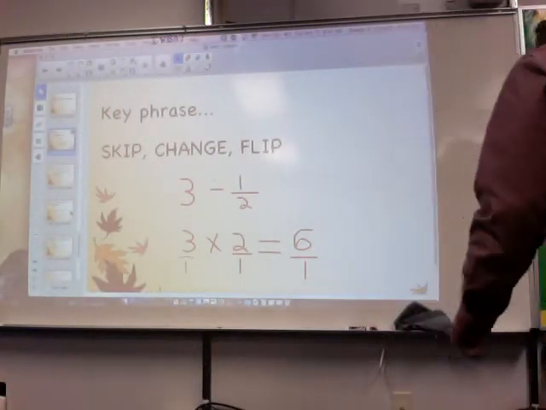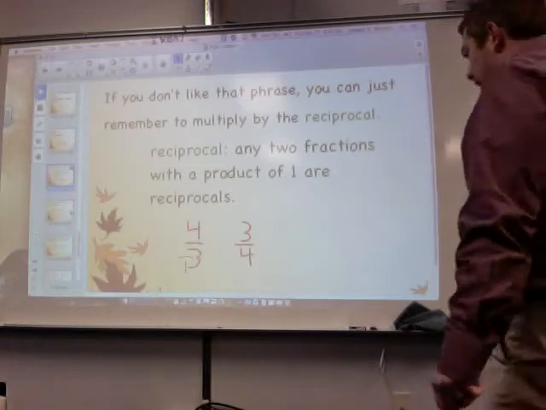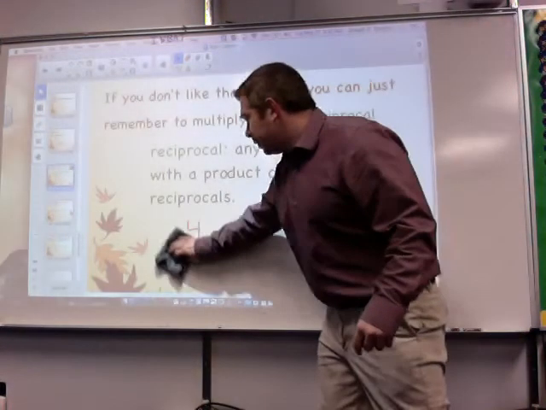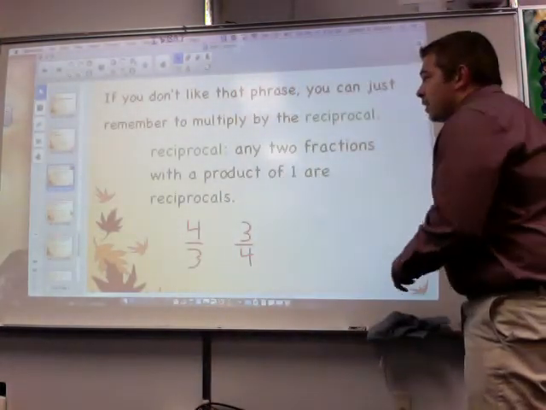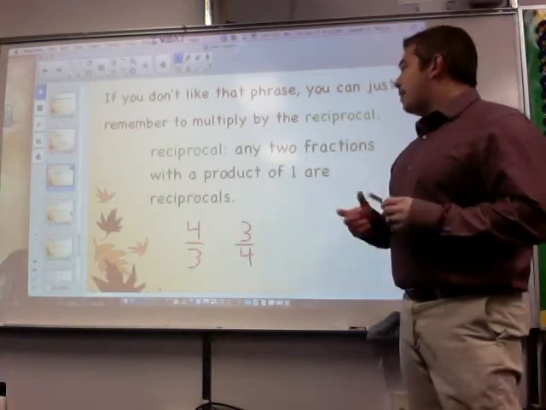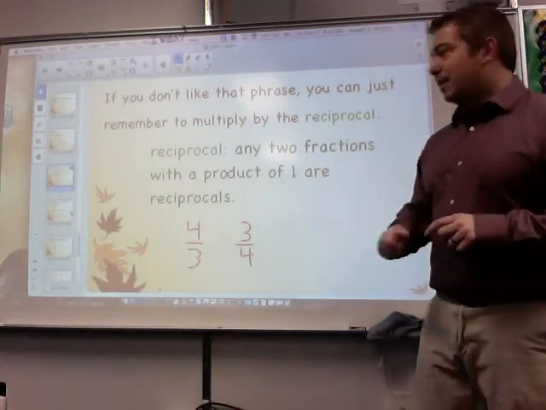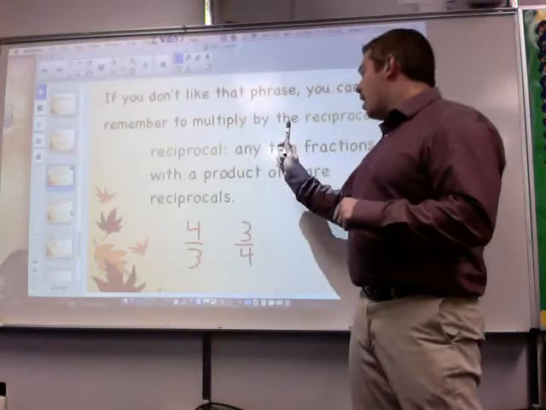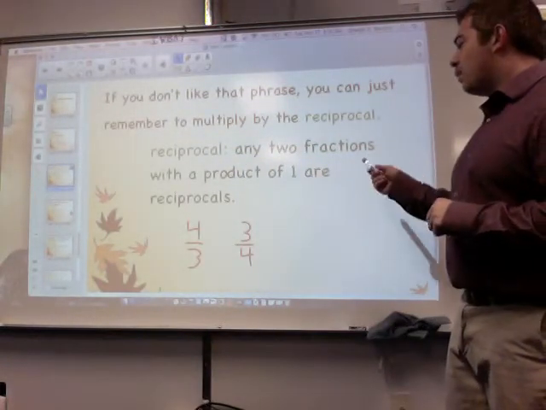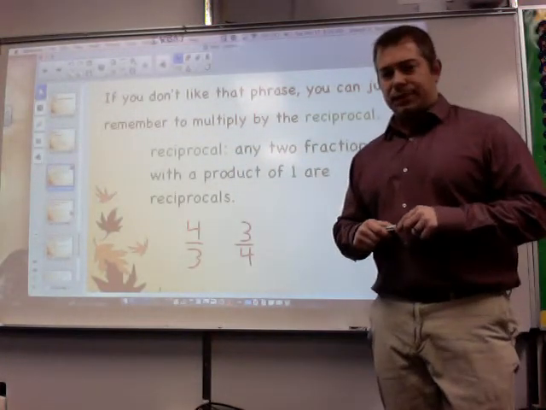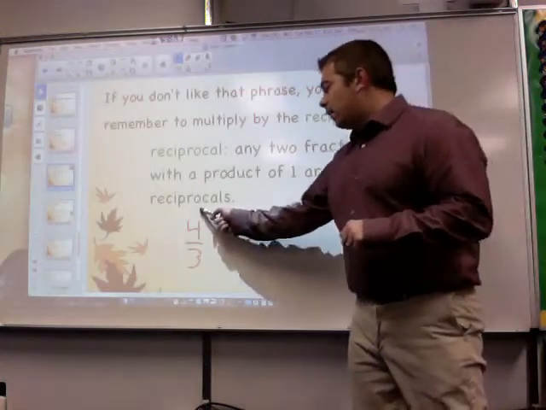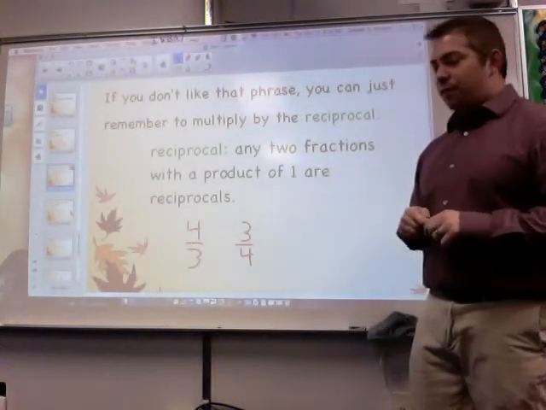Okay, let's go to the next page. If you don't like skip, change, flip, you can remember this. Just remember to multiply by the reciprocal. Well, what does reciprocal mean? That's a key vocabulary word today. Any two fractions with a product of 1 are reciprocals. So for example, the reciprocal of 4/3 is 3/4.